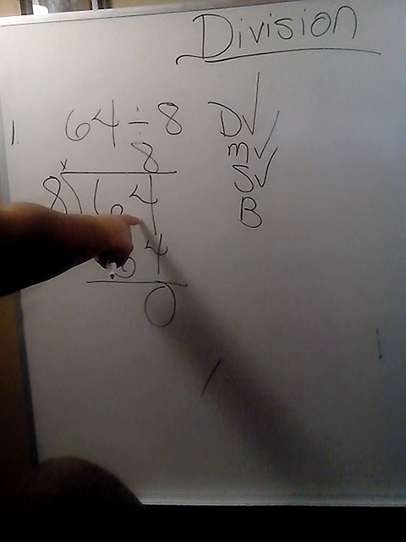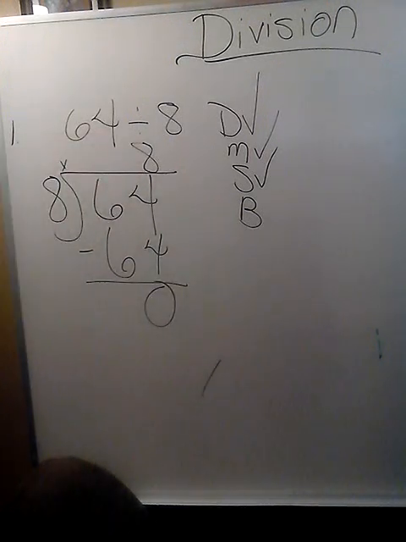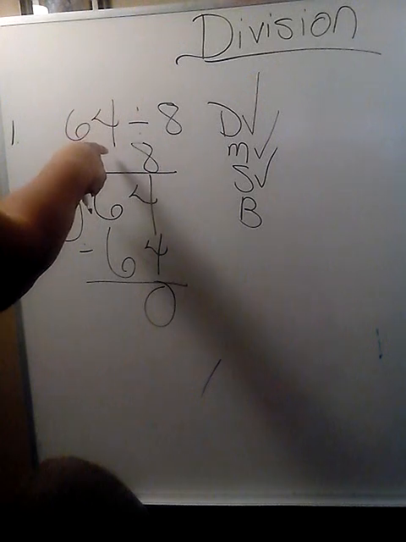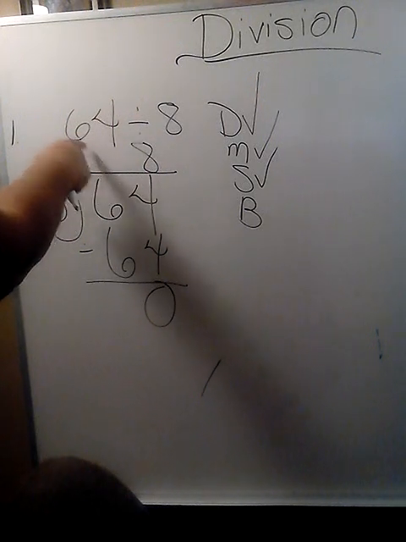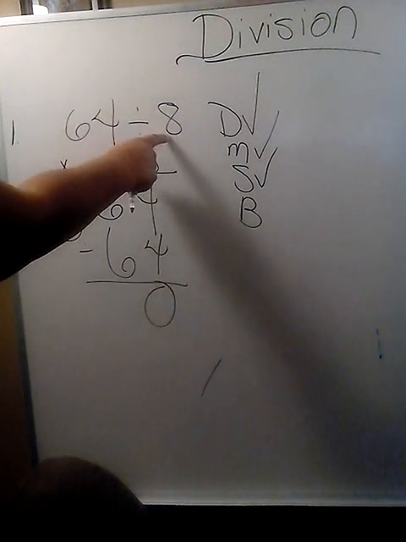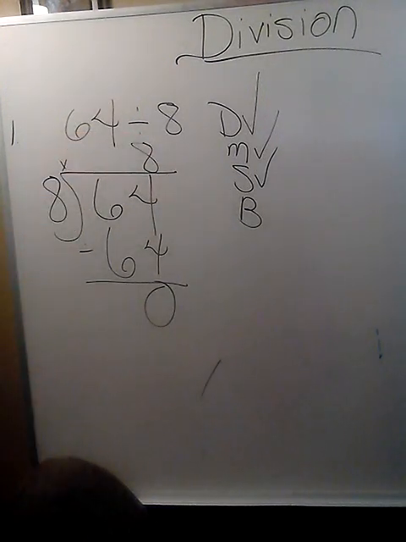So 64 divided by 8 equals 8. This means that I can get 8 groups of 8 out of 64. Because it's saying, how many groups of 8 can I get out of 64? I can get 8 groups of 8 out of 64. Let's do another one.